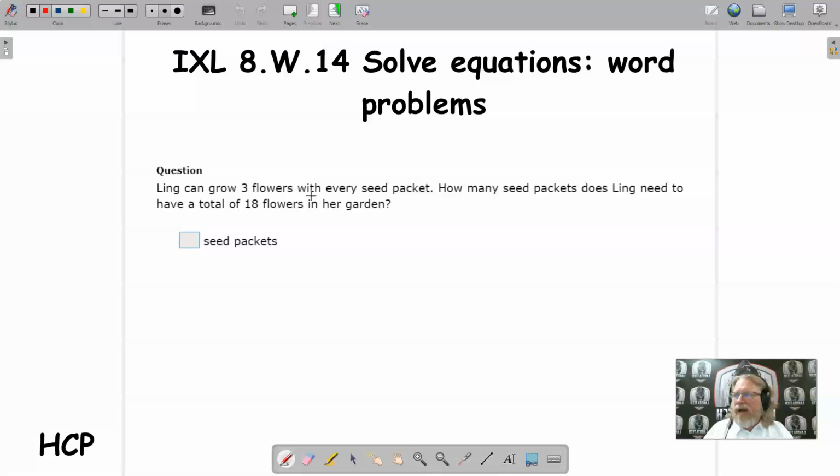Ling can grow 3 flowers with every seed packet. How many seed packets does Ling need to have a total of 18 flowers in her garden?